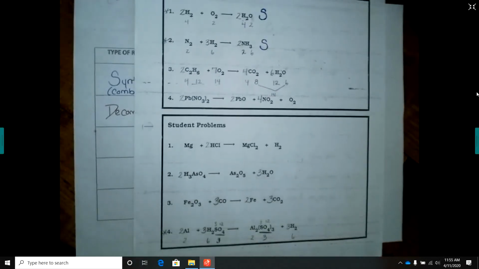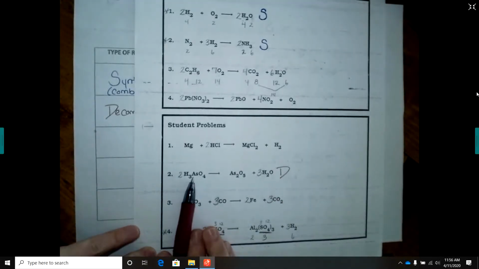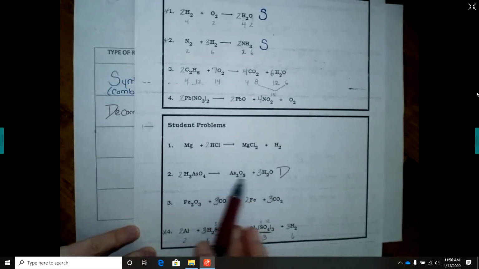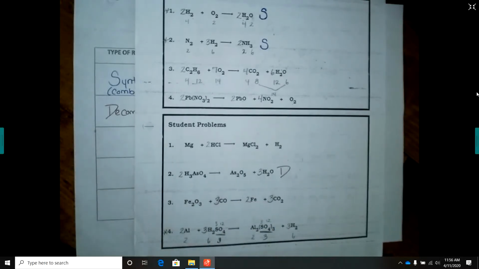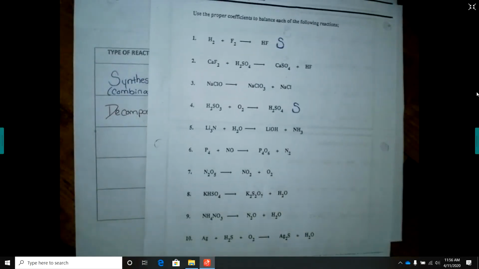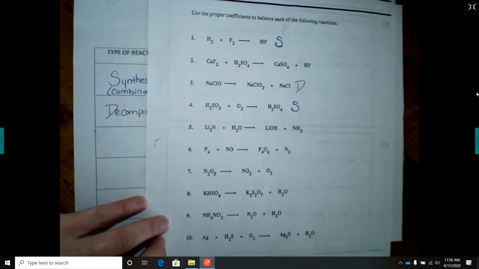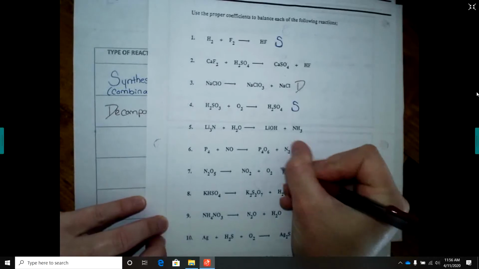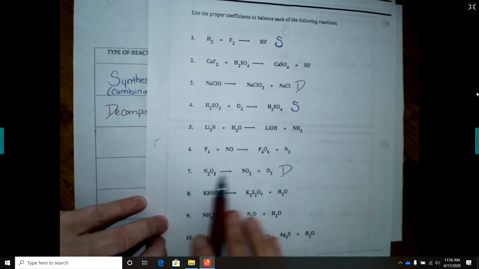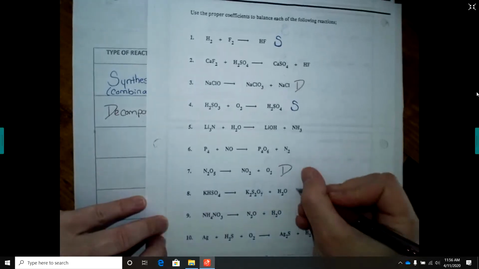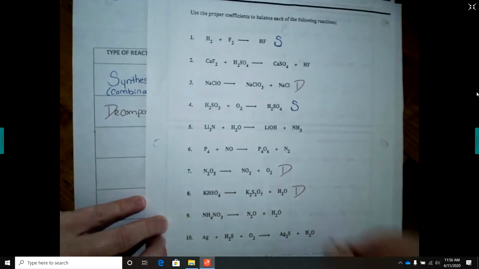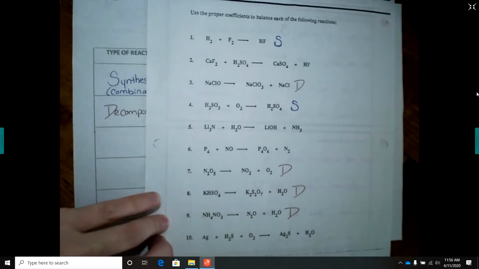All right, looking back at our balancing equation sheet, the first one that jumps out at me is number 2 on the bottom. This is decomposition because you start with one compound and it splits up into 2 products. Looking on the back, number 3 is a decomposition reaction. You have 1 reactant, 2 products. And then number 7 is a decomposition reaction. You have 1 reactant, 2 products. Number 8 is decomposition, and so is number 9. So a lot of these were decomposition reactions.